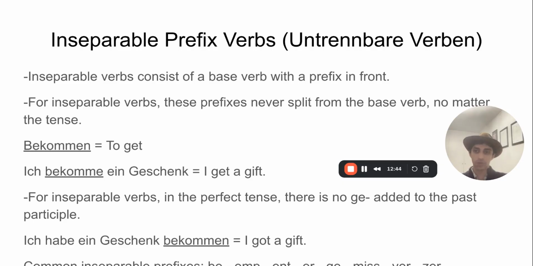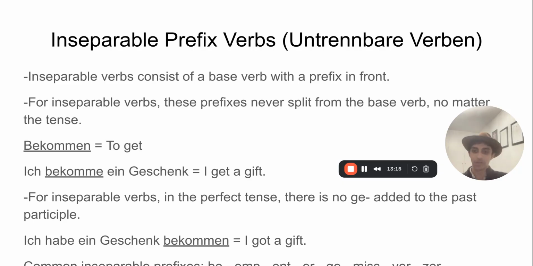In terms of how they work, inseparable verbs are generally a fair bit easier because these prefixes do not split from the base verb at all, regardless of the tense. Even though there is still a prefix there, such as in this verb bekommen, we've effectively just put the inseparable prefix be in front of the verb kommen. And that creates a new verb, which in the infinitive, bekommen, means to get.